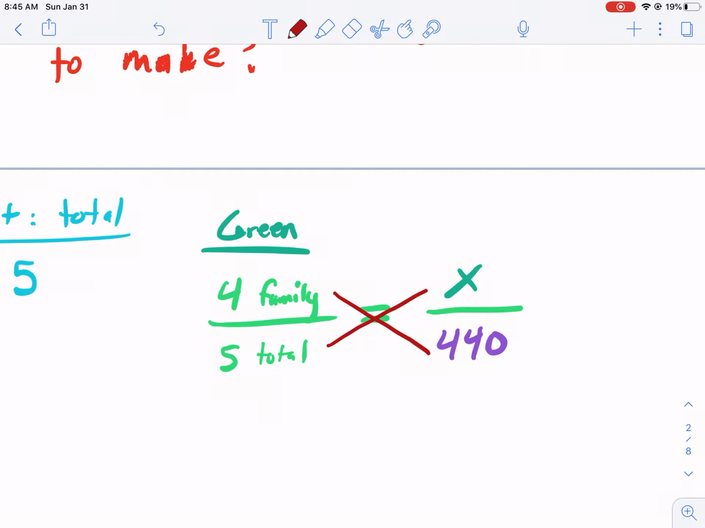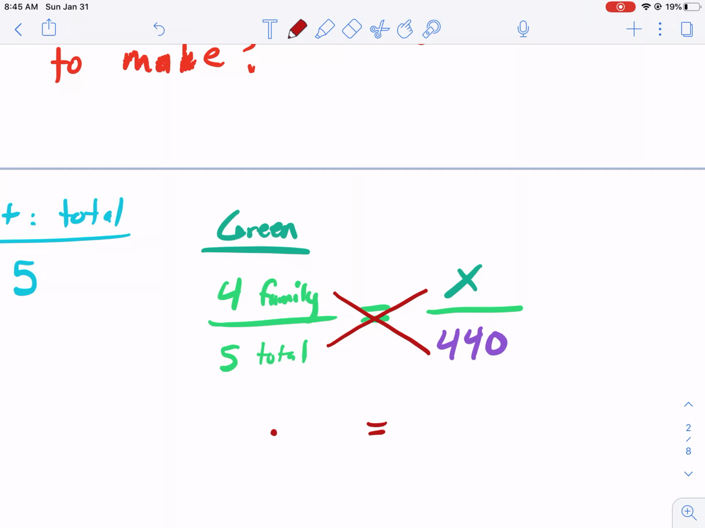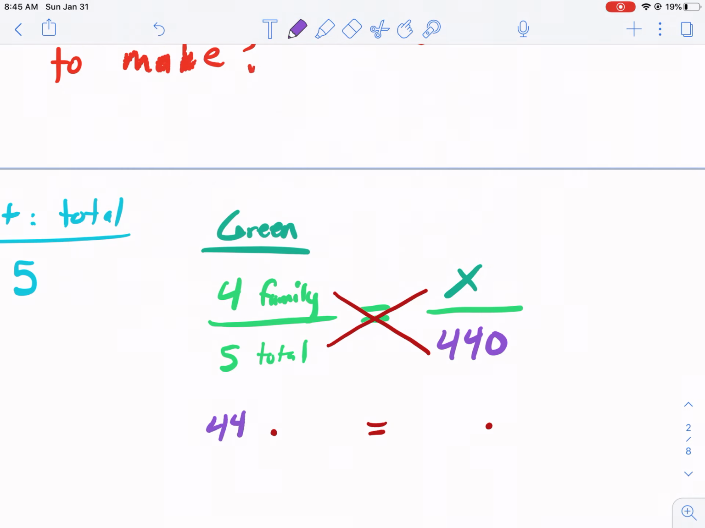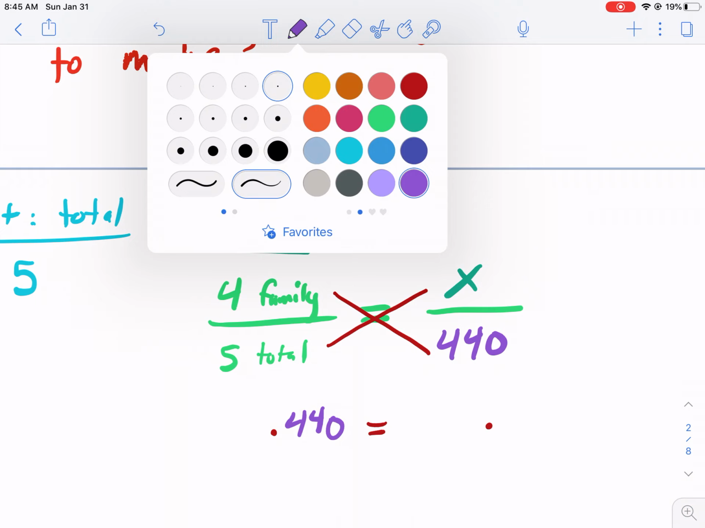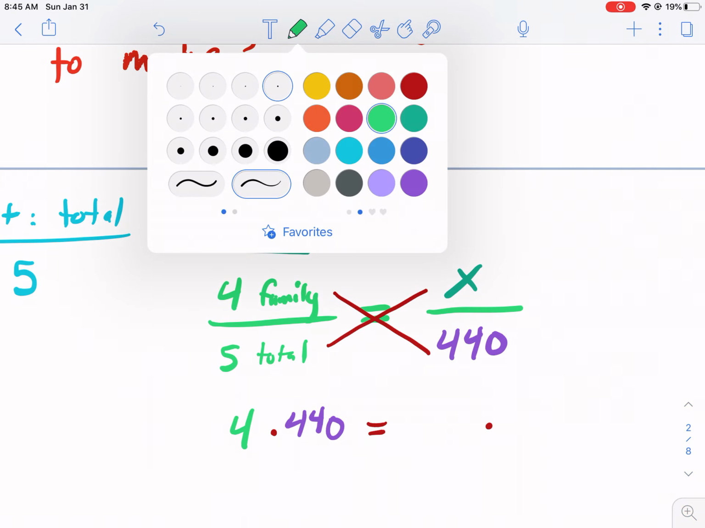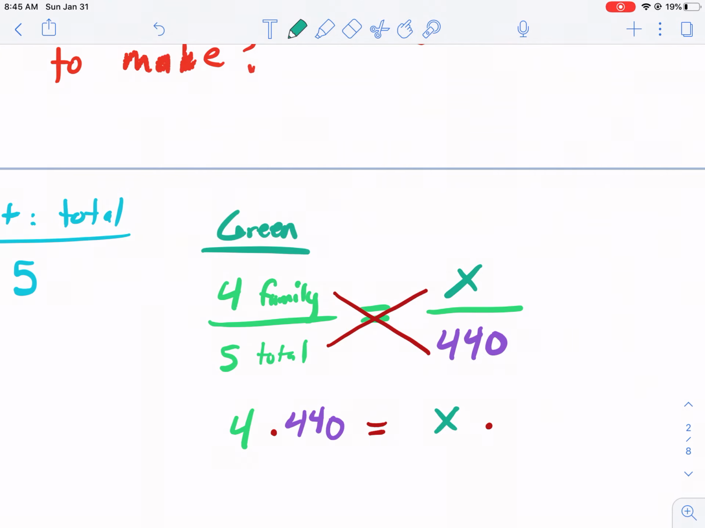What we do is we do 440. I'm going to draw my equal sign and then my multiplication, just so you can see what I'm doing here. I'm going to be multiplying 440 times the 4 family member ratio, equal to the x, times the 5 total family members.